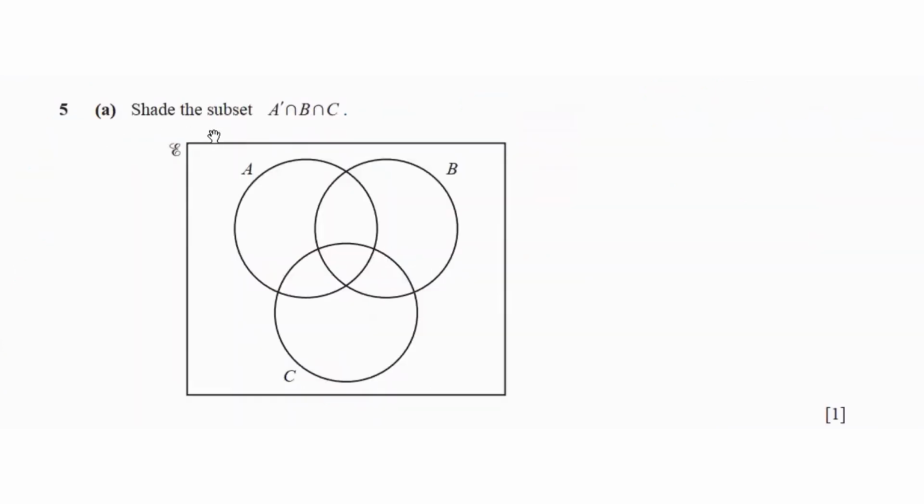Question 5 says shade the subset A complement intersection B complement intersection C. So A complement is basically going to be that set that does not include A. So this entire thing goes out. And B intersection C is just this part. So this is our shaded region.